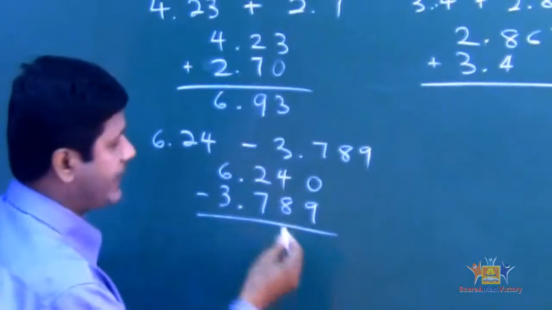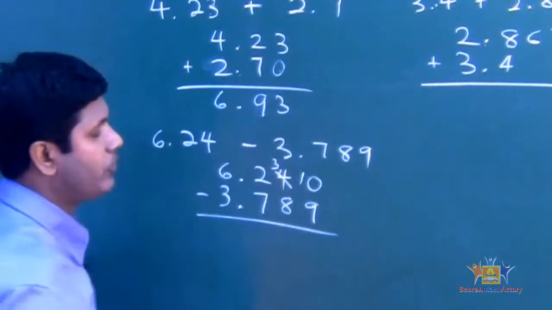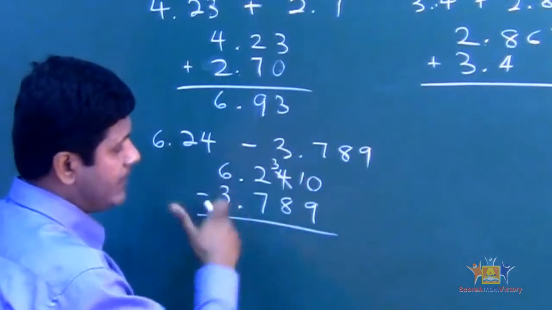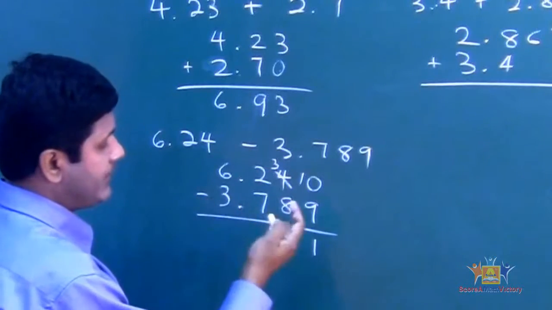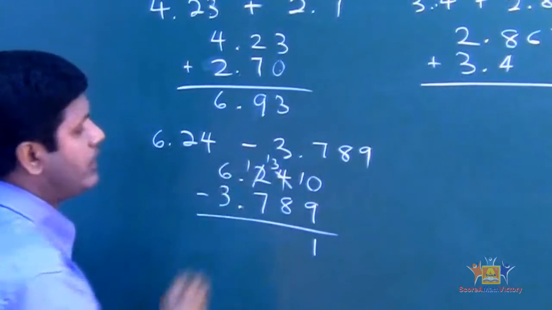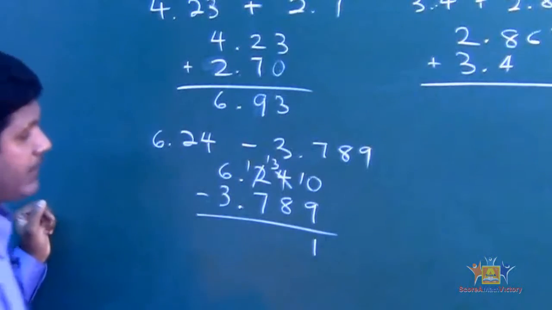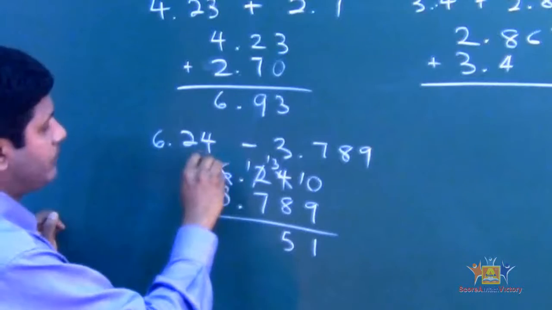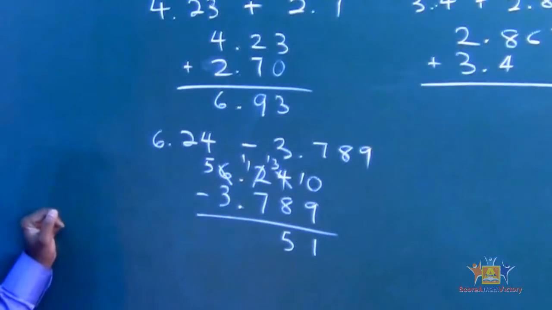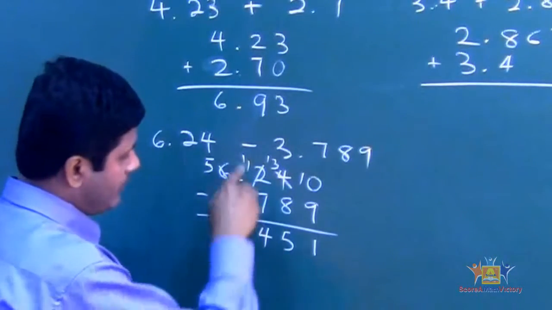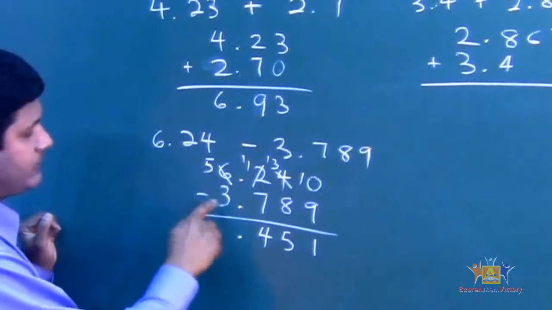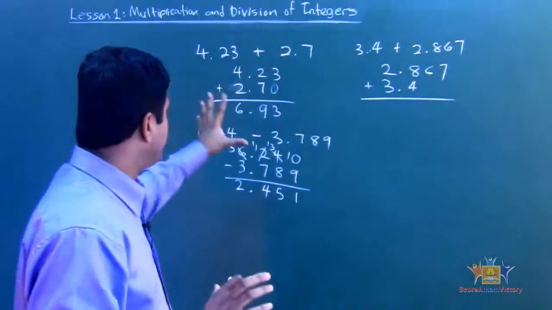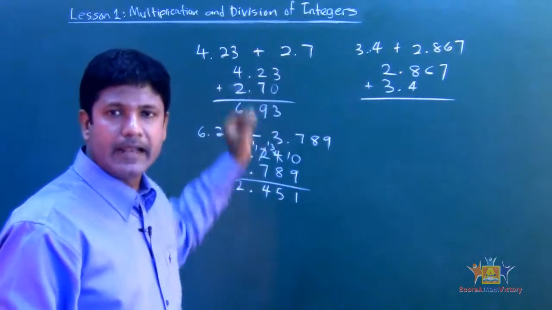0 minus 9, I cannot, so I borrow from 4. 4 becomes 3, 0 becomes 10. See that? That's the purpose of putting 0 behind it. So now I can subtract. 10 minus 9 is 1. 3 minus 8, I cannot, so I borrow from 2. 2 becomes 1, 3 becomes 13. 13 minus 8 is 5. Okay, 1 minus 7, I cannot, so I borrow from 6. 6 becomes 5, 1 becomes 11. 11 minus 7 is 4. Bring the decimal straight down. 5 minus 3 is 2. Right there, that's it.